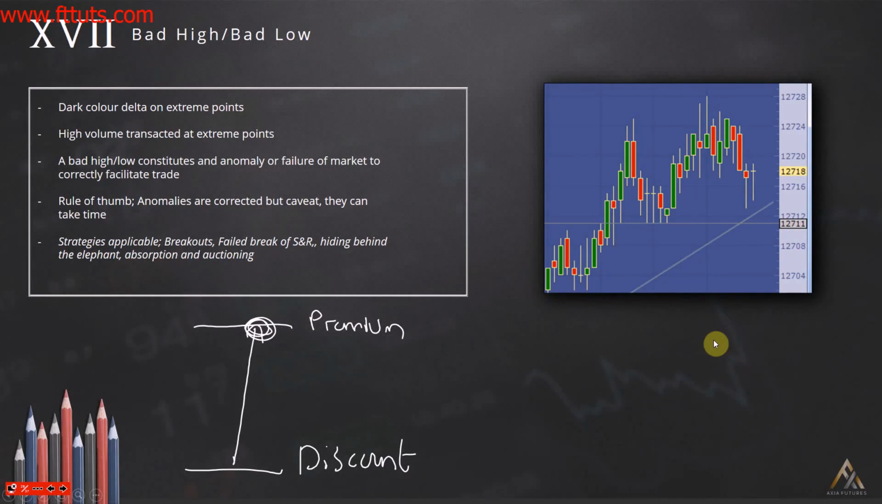Equally, it can also be where a market effectively tests or rotates a number of times on a certain price point, and I'll show you that in a few examples. So note, in terms of the colors, you're going to see a lot of dark coloring at the extreme points. Okay, that's what it'll look like on the footprint chart. Now note, a bad high or low constitutes an anomaly, or a failure of a market to correctly facilitate trade. So when we pick up on these anomalies, they always correct themselves. As a rule of thumb, anomalies will correct.